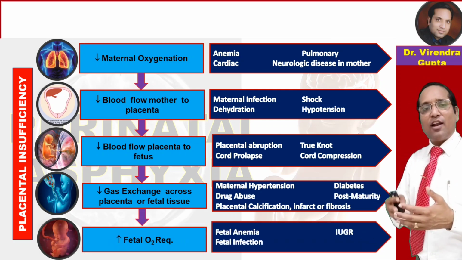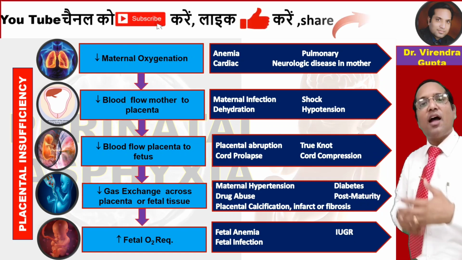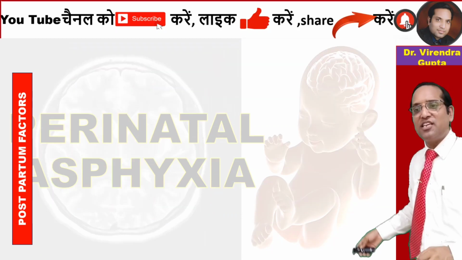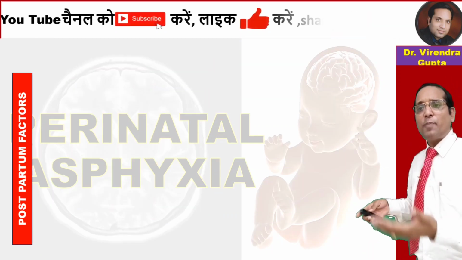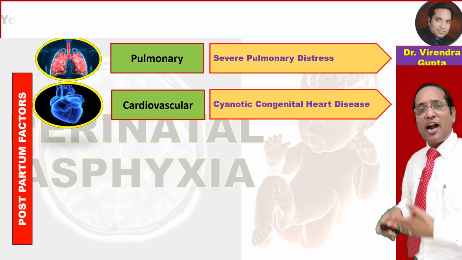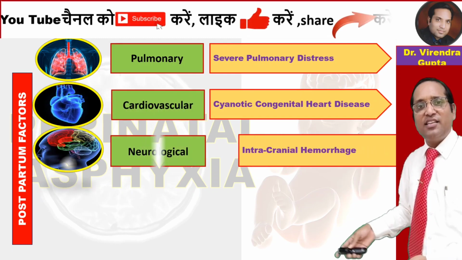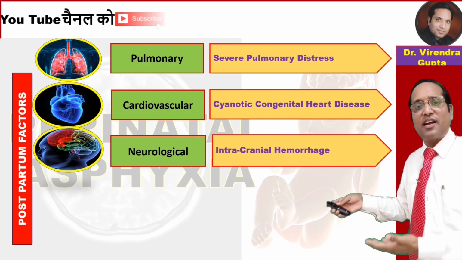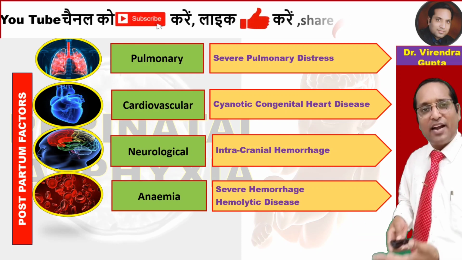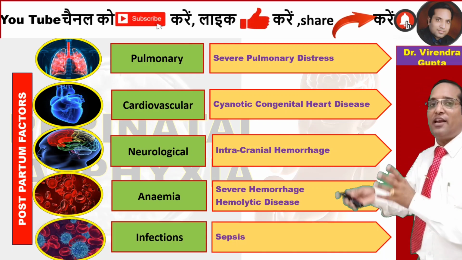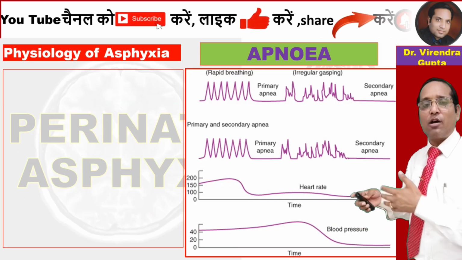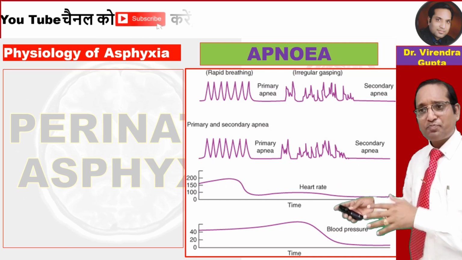or if there is increased fetal oxygen requirement due to fetal anemia, intrauterine growth retardation, or fetal infection, which may cause placental insufficiency leading to hypoxia. Postpartum factors are pulmonary causes such as severe respiratory distress, cardiovascular causes such as cyanotic congenital heart diseases, central nervous system causes such as intracranial hemorrhage or meningitis, anemia due to severe hemorrhage or hemolytic disease of the newborn, or infection such as viremia or bacteremia, that is sepsis, which may cause asphyxia or perinatal asphyxia.